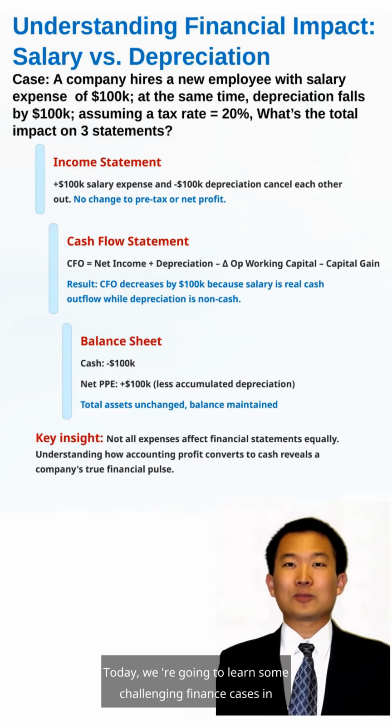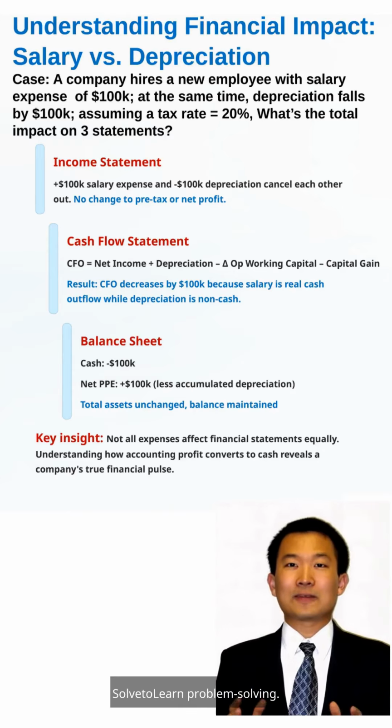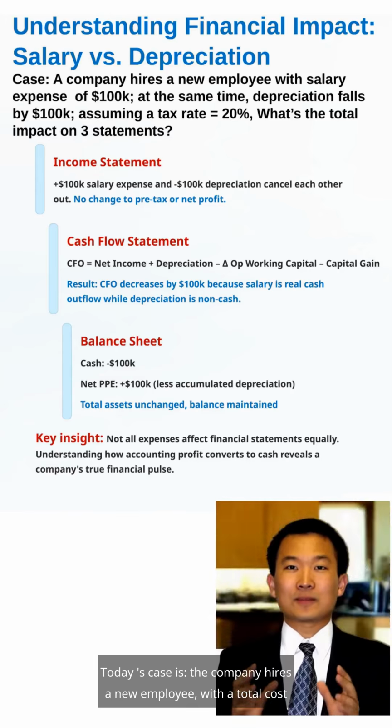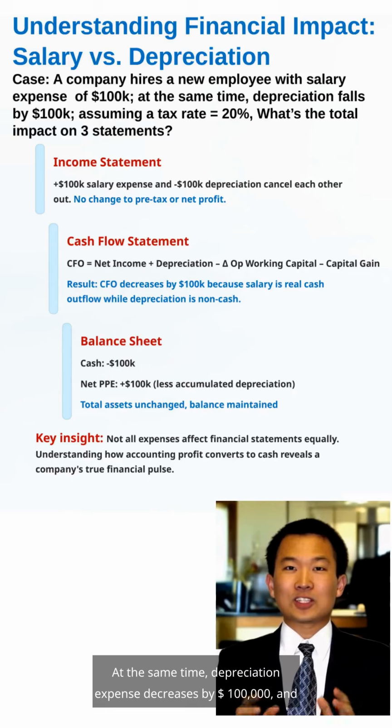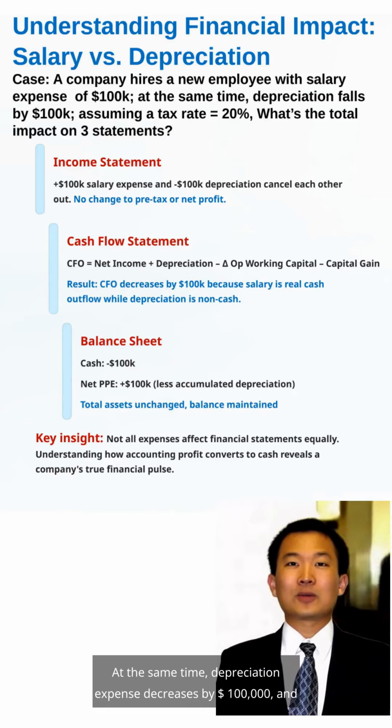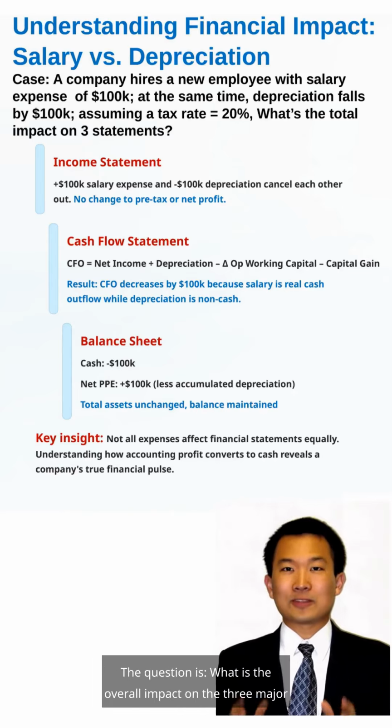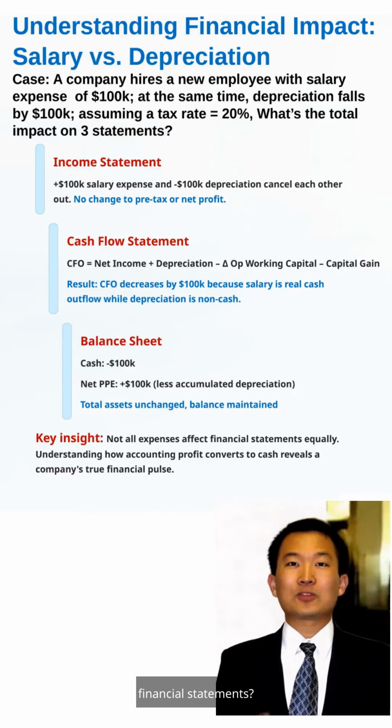Today we're going to learn some challenging finance cases in Solve to Learn problem solving. Today's case is: the company hires a new employee with a total cost of $100,000. At the same time, depreciation expense decreases by $100,000 and the tax rate is 20%. The question is, what is the overall impact on the three major financial statements?